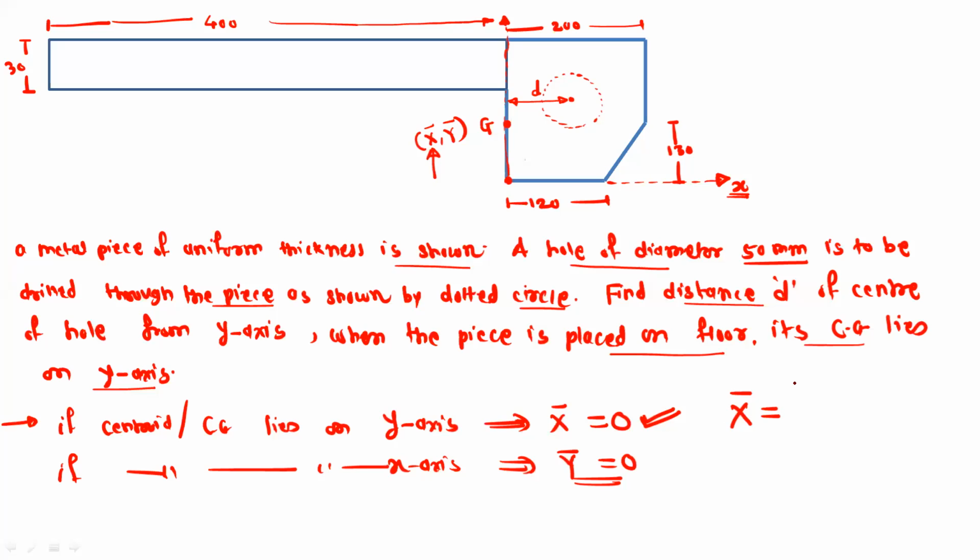So x bar is equal to the summation of ai xi divided by the summation of the area. We know the value of x bar is equal to 0. So by using this equation, we will find the required distance d for the center of that circle, or center of the hole, with respect to the y-axis.